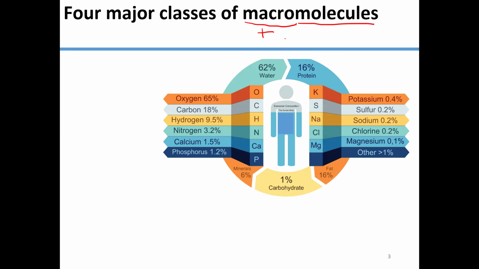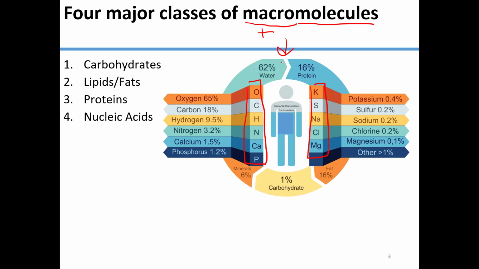Now, you'll notice down here we have a visual, and this visual is showing us exactly what elements comprise the human body. You can see we have many different types over here. We have oxygen, carbon, hydrogen, nitrogen, calcium, phosphorus, potassium, sulfur, sodium, chloride, and magnesium. And then we have other trace ones. The reason these are so important is because all of these together in certain combinations are going to produce our macromolecules. And our macromolecules are carbohydrates, also known as carbs, our lipids, also known as fats, our proteins, and then our nucleic acids.